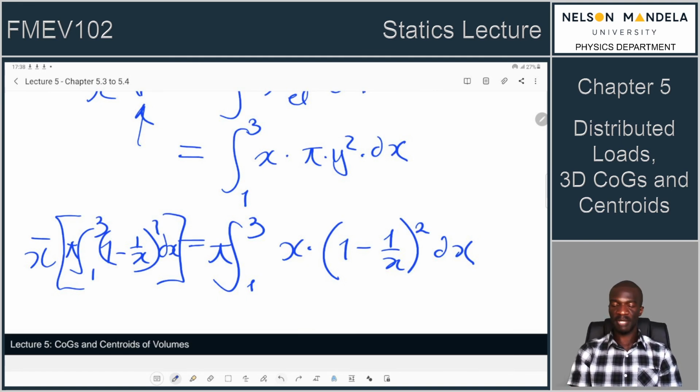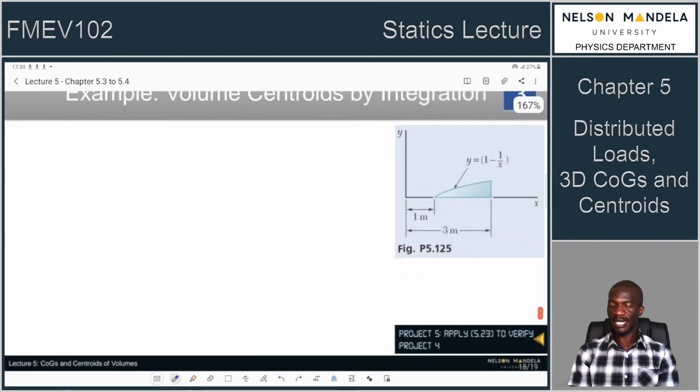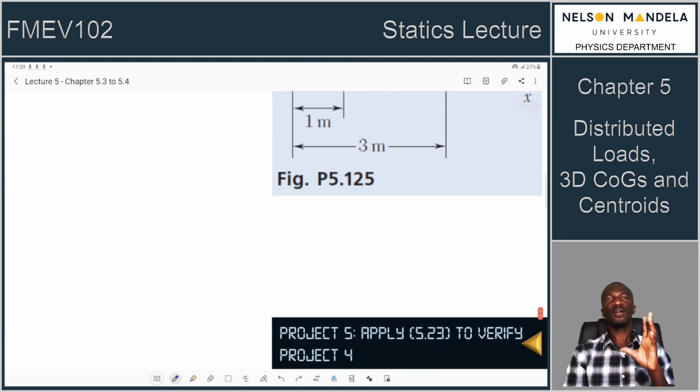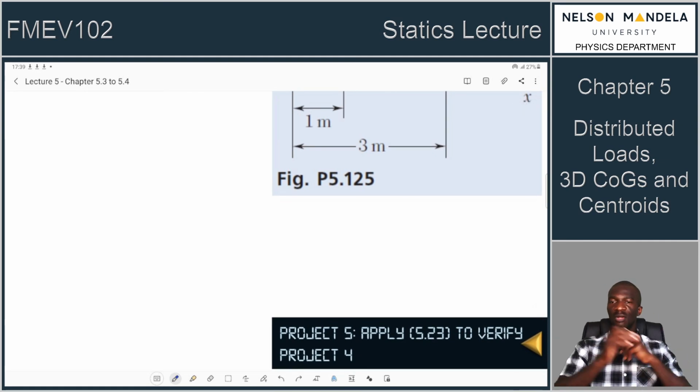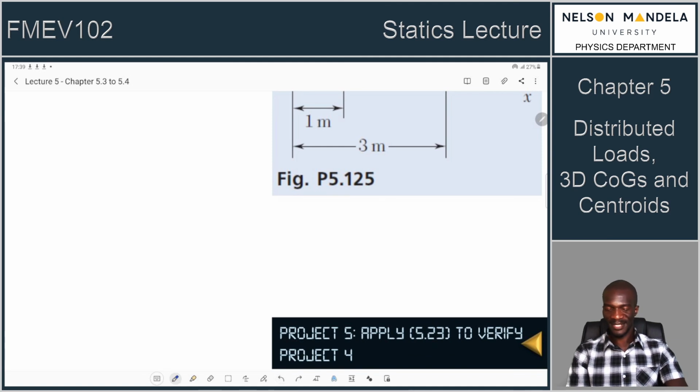So basically that's how you would analyze your objects to find the centroid by integration, as long as the object is not a regular composite shape, and then you cannot use those tables. So project number 5: apply equation 5.23, right? So apply equation 5.23. I hope you are trying out these projects.